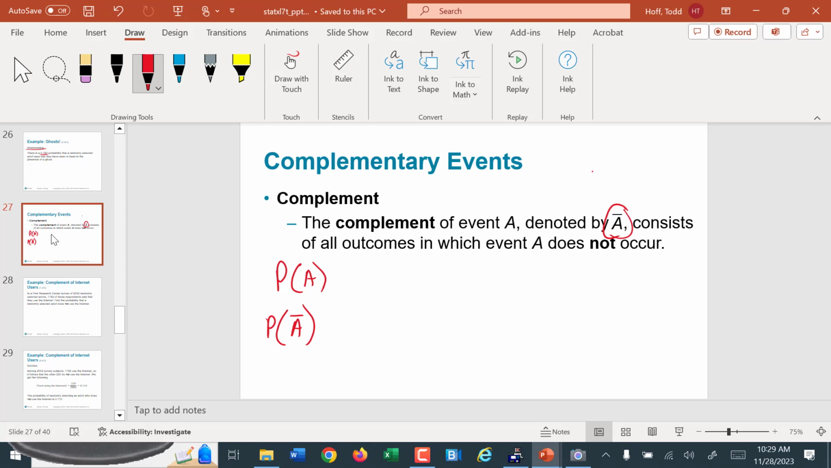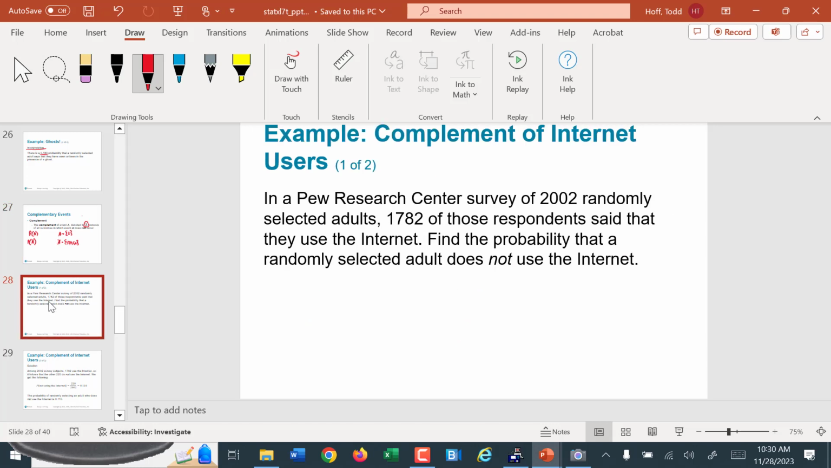So if we let A be rolling the die again, let's say it's rolling a 2, A bar would be a 1, a 3, a 4, a 5, or a 6. Everything but what's in A. Now, of course, A is actually the complement of A bar as well. For two things to be complements, they must add up to the entire sample space, or the probability must add up to 1. It can be very useful.